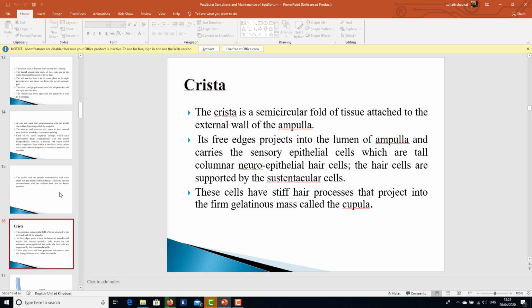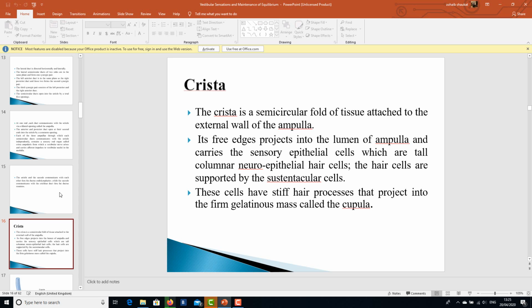Crista. The crista is a semicircular fold of tissue attached to the external wall of the ampulla. Its free edges project into the lumen of the ampulla and carry the sensory epithelial cells, which are tall columnar neuroepithelial hair cells. The hair cells are supported by the sustentacular cells.